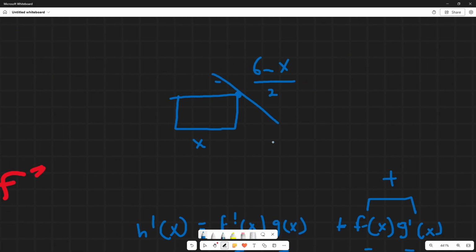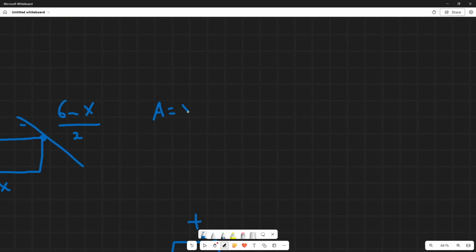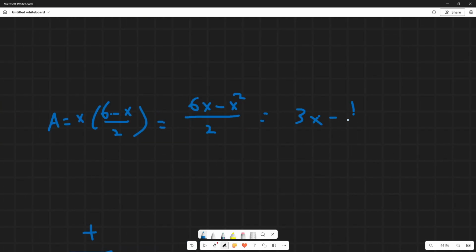In order to do that, we know that area is gonna be length times width. So if our length is x and our width is just 6 minus x over 2, that's just x times 6 minus x over 2. And that's just 6x minus x squared over 2. And then I'm gonna simplify that, so that's just 3x minus 1/2 x squared. Now, I'm going to take the derivative of this and set it equal to 0.